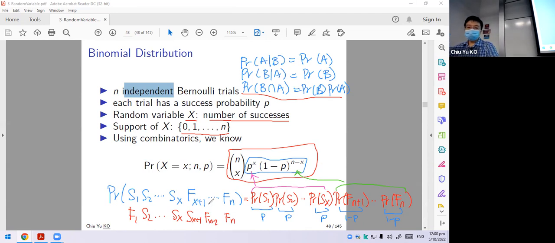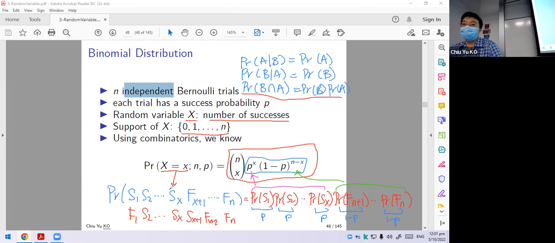So how many of these can we make, because we want X equal to x? It's exactly nCx. Why nCx? Just imagine in your mind you have n balls, and each ball has a number. If I draw ball number 1, I have the first success. If I draw ball number 2, I have 2 successes. Now I have n balls and I want to draw x balls because I just want x successes. So that's nCx. Is that clear?